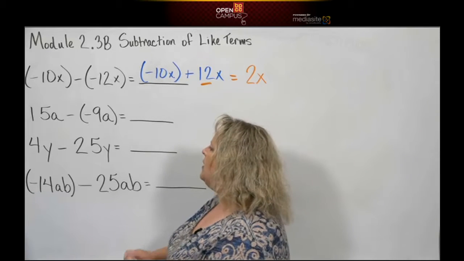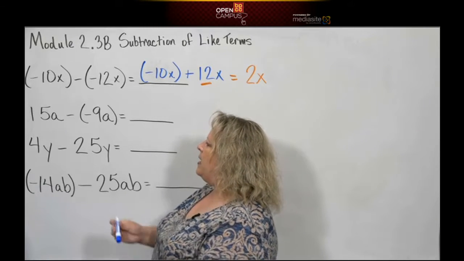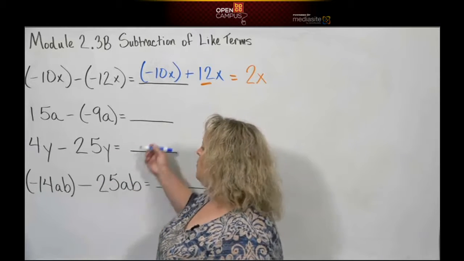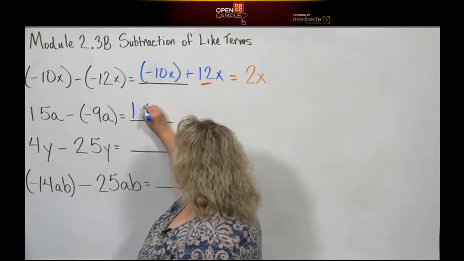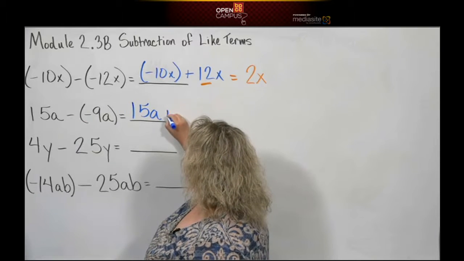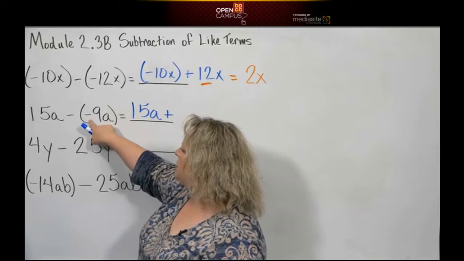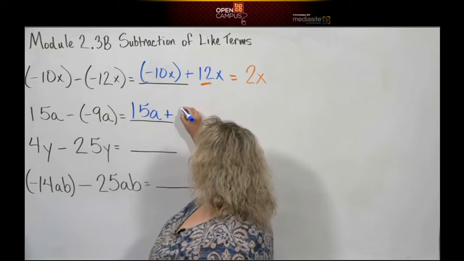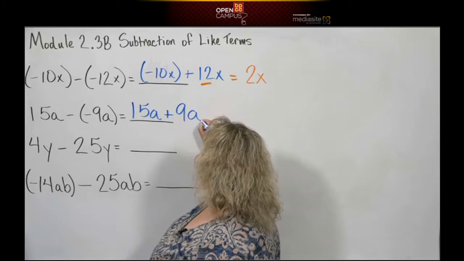Okay. The next one, we have 15a minus negative 9a. So we're going to rewrite it first. 15a, change subtraction to addition because we're going to add the opposite. The opposite of negative 9a is positive 9a.